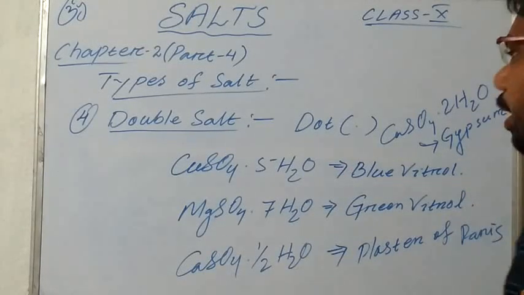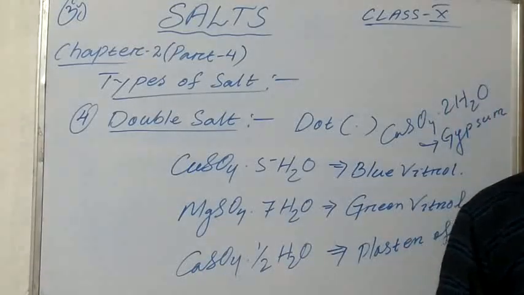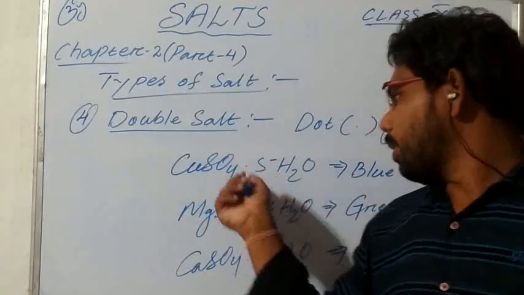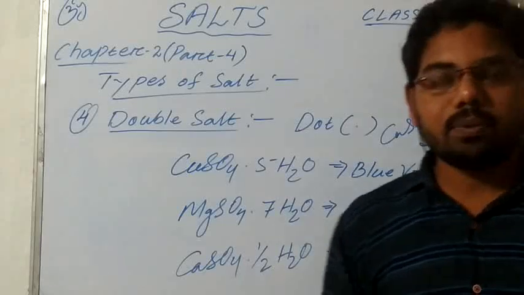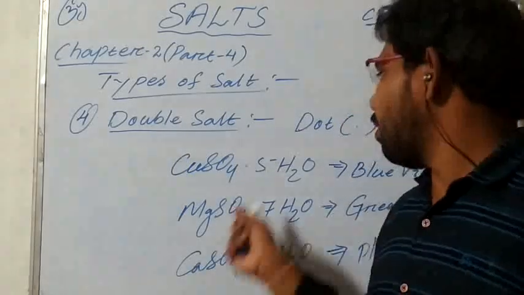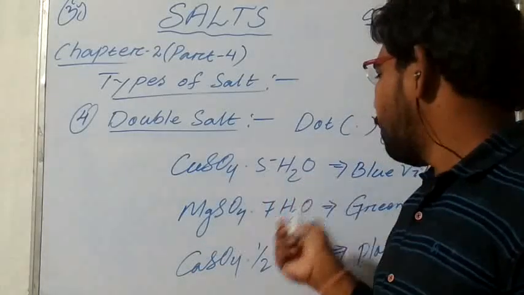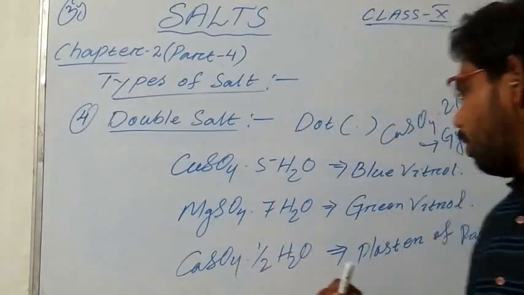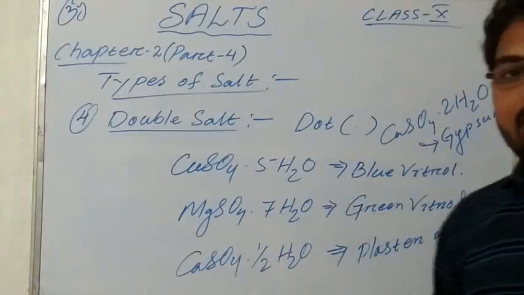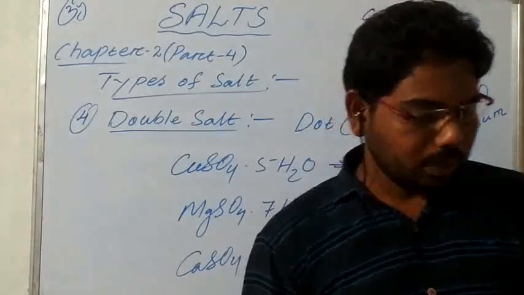So these are examples of double salt, and the parts of a double salt are joined together by a dot. Here a fixed number of water molecules is present: 5 water molecules, 7 water molecules, half a water molecule, and 2 water molecules.